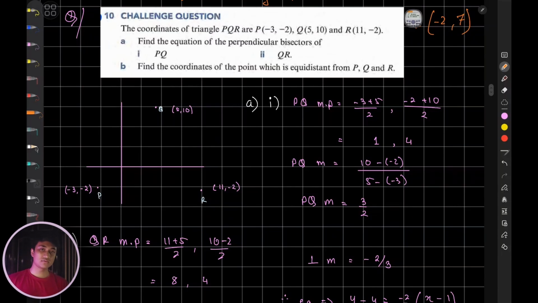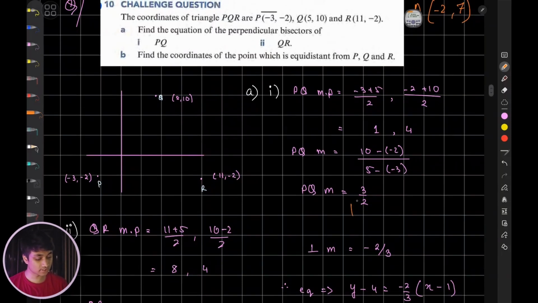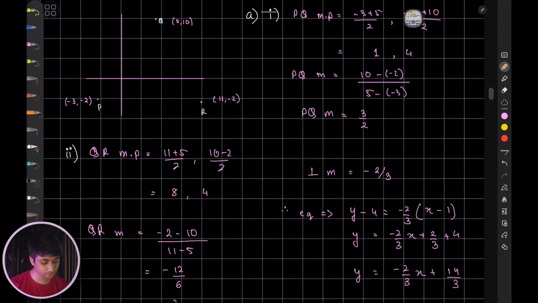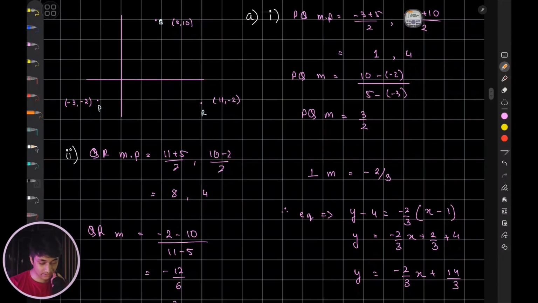Next thing, you're going to find the gradient. What is the gradient of PQ? Find it out. Rise divided by run. And your gradient turns out to be 3 by 2. Fair enough. So you now know the midpoint, you now know the gradient of PQ. Now, what do you know about the gradient of the perpendicular bisector, or the line that is normal to your gradient? It is supposed to have a gradient that is negative and reciprocal. So it's going to be minus 2 by 3. Negative reciprocal. Very simple.